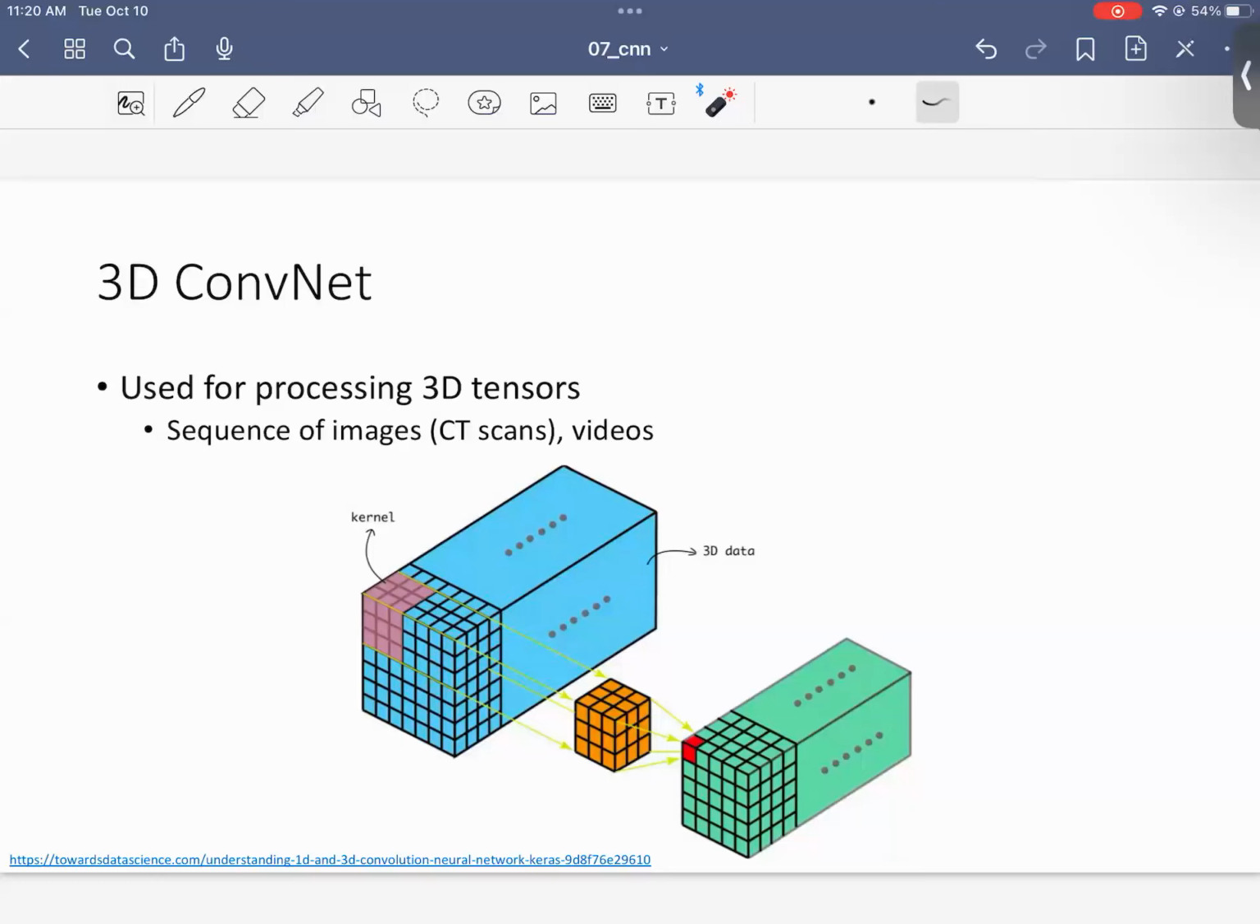So you can use 3D ConvNet on 3D data, like CT scans as well. So CT scans or videos. And obviously the filters now have to be 4-dimensional, because now there are height, width, and length, and then there's the channel. So the filters have to be 4-dimensional now.